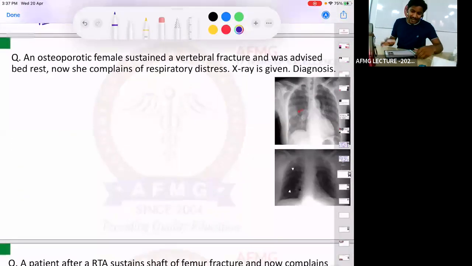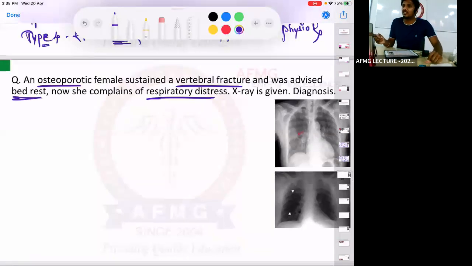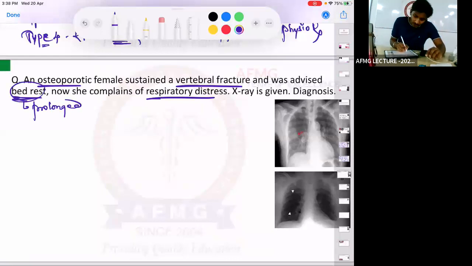Next. An osteoporotic female sustained a vertebral fracture and was advised bed rest. Now she complains of respiratory distress. X-rays given, diagnosis is? Bed rest means, in cases of vertebral fracture, the patient will need bed rest for almost 3 to 6 months. So here the patient will have prolonged immobilization.